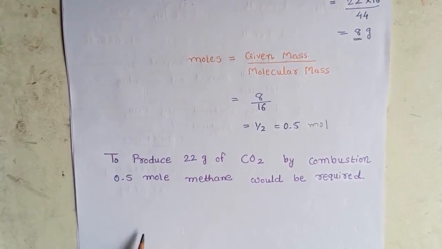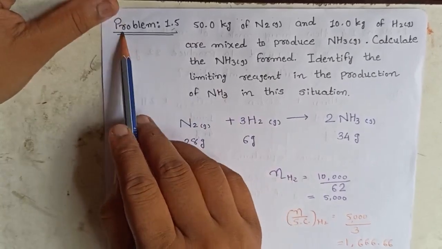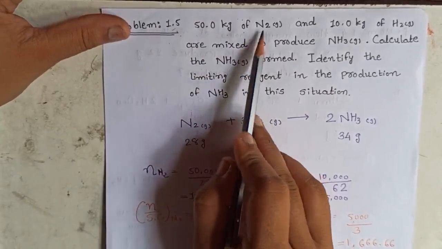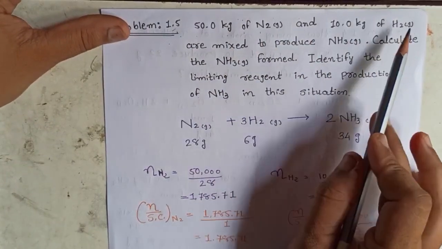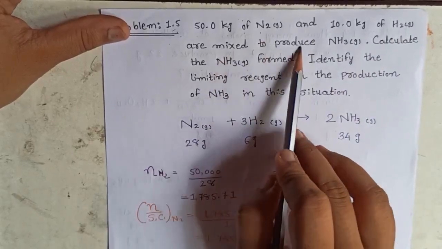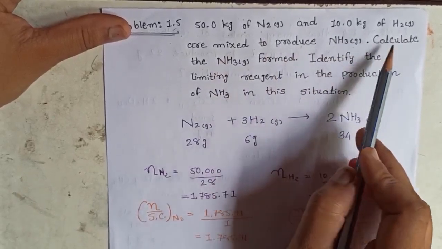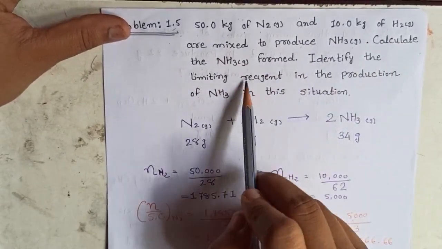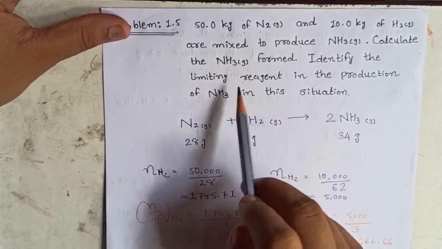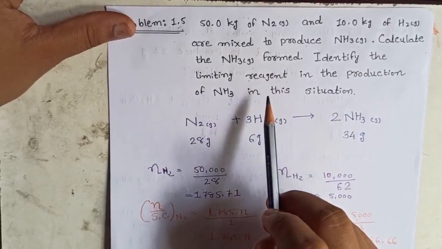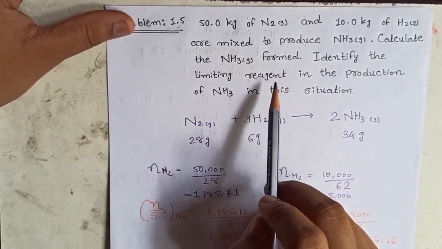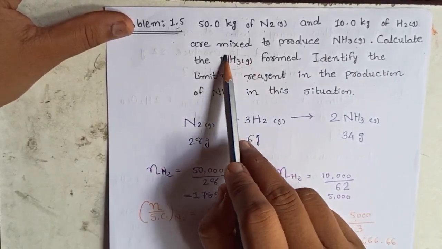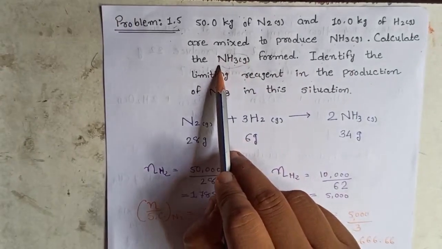Do you understand? Now, problem number 1.5. 50 kilogram of nitrogen gas and 10 kilogram of hydrogen gas are mixed to produce ammonia gas. Calculate the ammonia formed. Identify the limiting reagent in the production of ammonia in this situation, right? We have to find out the limiting reagent and also find out the amount of ammonia which is produced during the reaction, right?